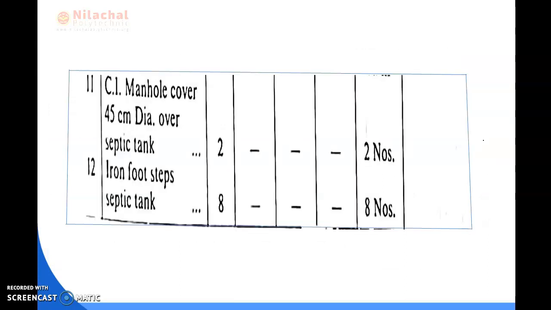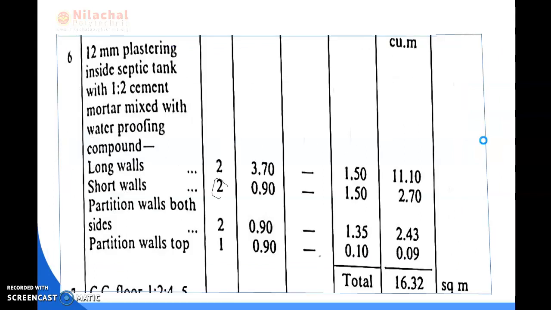Then here a CI manhole cover is also provided, which is 45 cm dia over the septic tank. CI manhole cover, 2 numbers, is provided. So we just write down the 2 numbers here and no need to calculate, because the length, breadth, height and diameter are not provided. Then the last item is iron footstep for the septic tank. Here 8 numbers of iron footstep are provided in this plan.